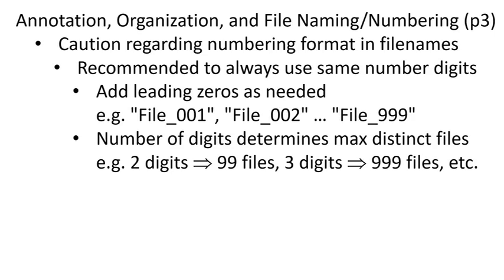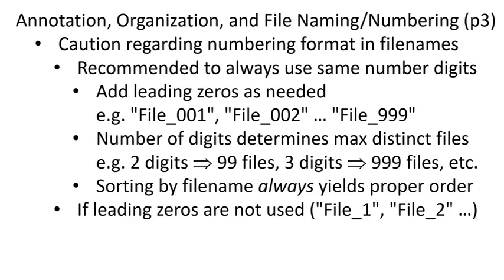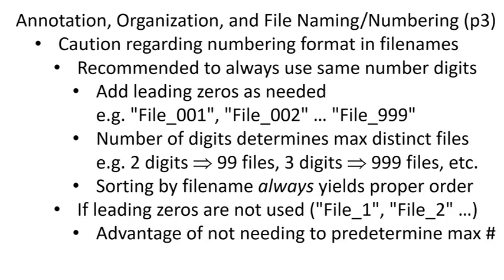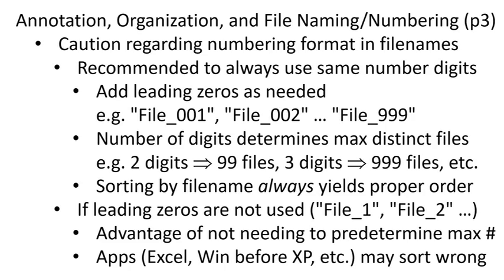But you can't start out with 3 digits, for example, and then switch to 4 digits upon reaching file number 1000. That would create the same problem sorting that we set out to avoid. Using the same number of digits ensures that alphabetical sorting always yields the proper order. On the other hand, eliminating leading zeros does have the advantage of not having to decide ahead of time the maximum number of similarly named files, but it will cause sorting problems in some circumstances.